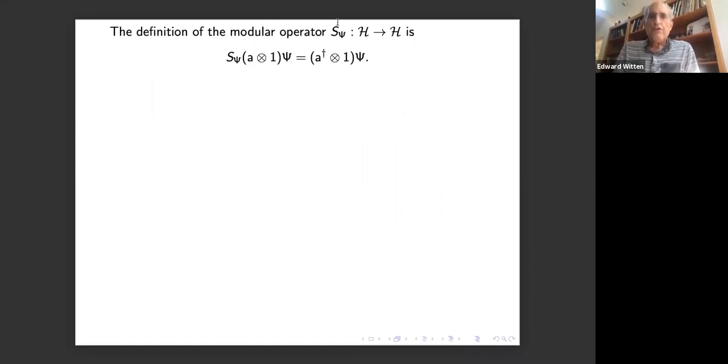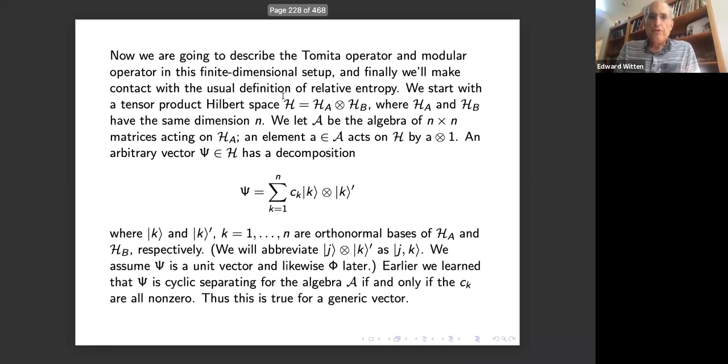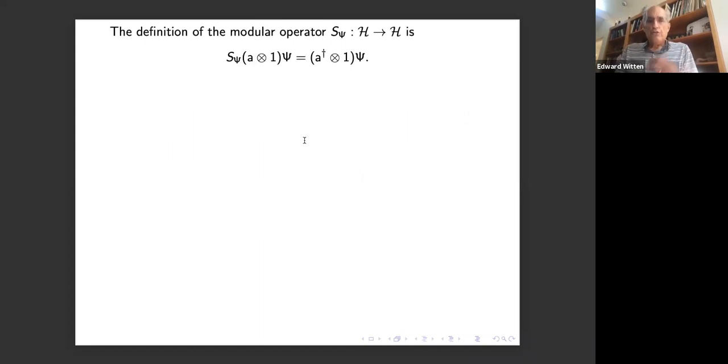So remember, the definition of the modular operator was that S on an element of the algebra times psi is the adjoint element times psi. But here, the algebra we're considering is the algebra that only acts on the first vector space. That's analogous in quantum field theory to considering the algebra of operators that only act within a given region. In quantum mechanics, we say the algebra only acts on one factor of the Hilbert space. So the definition of the modular operator was supposed to be this.